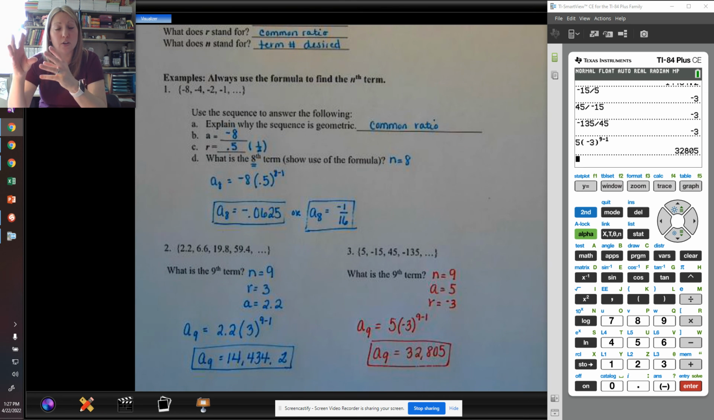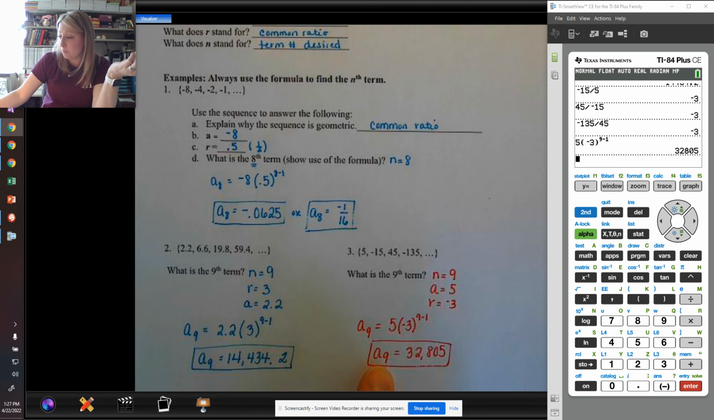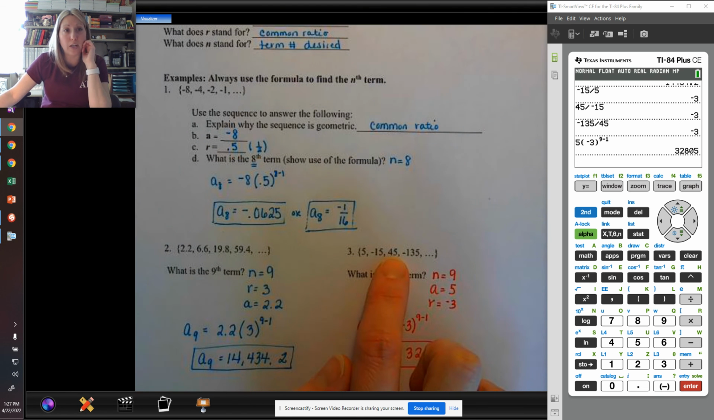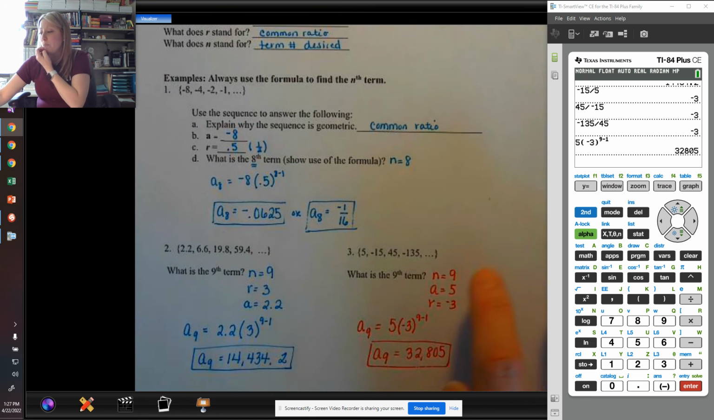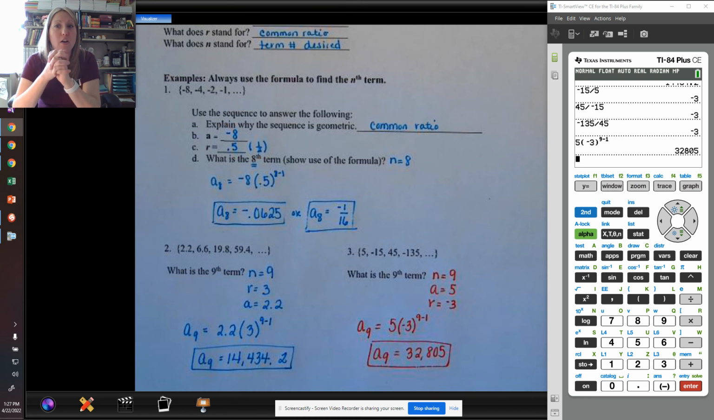Because the particular term we were finding was odd, and the subsequent odd terms of my sequence were positive, our answer ends up being positive again. So you can see the work that I did on my graphing calculator to get my common ratio, knowing what my A value was, 5, and then the fact that I'm looking for the 9th term, I was able to plug all that in.